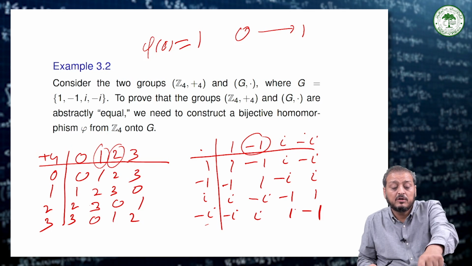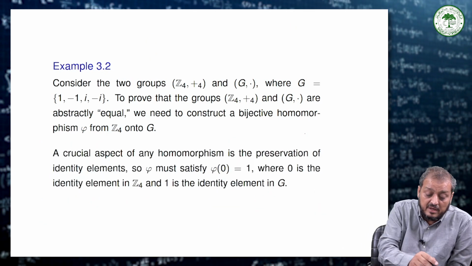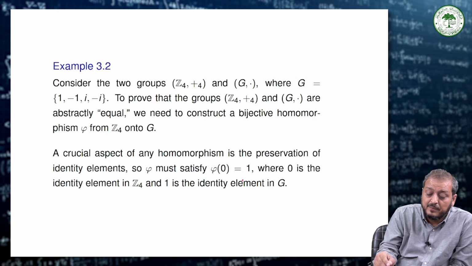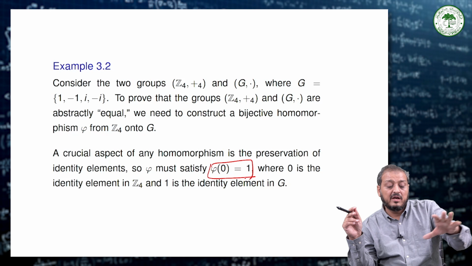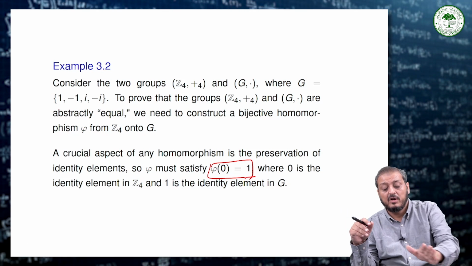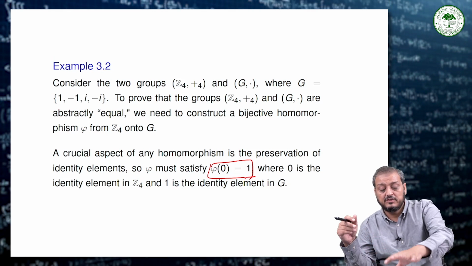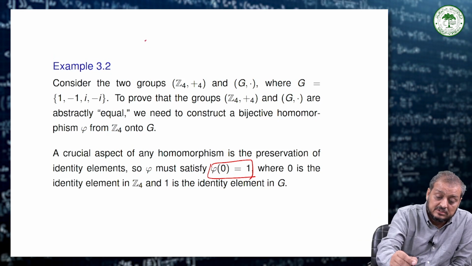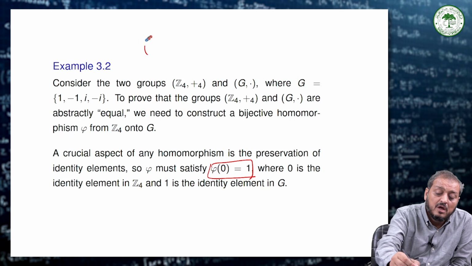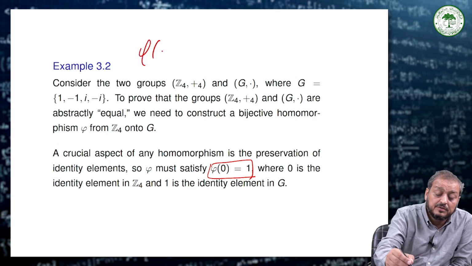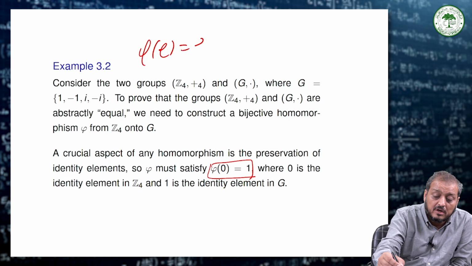Okay, let's start, because we know that phi is a homomorphism, so phi must satisfy this condition. Since 0 is the identity element of Z4 and 1 is the identity element of this G, this is a property: if phi is a homomorphism from G to G dash, then phi of E is equal to E1.